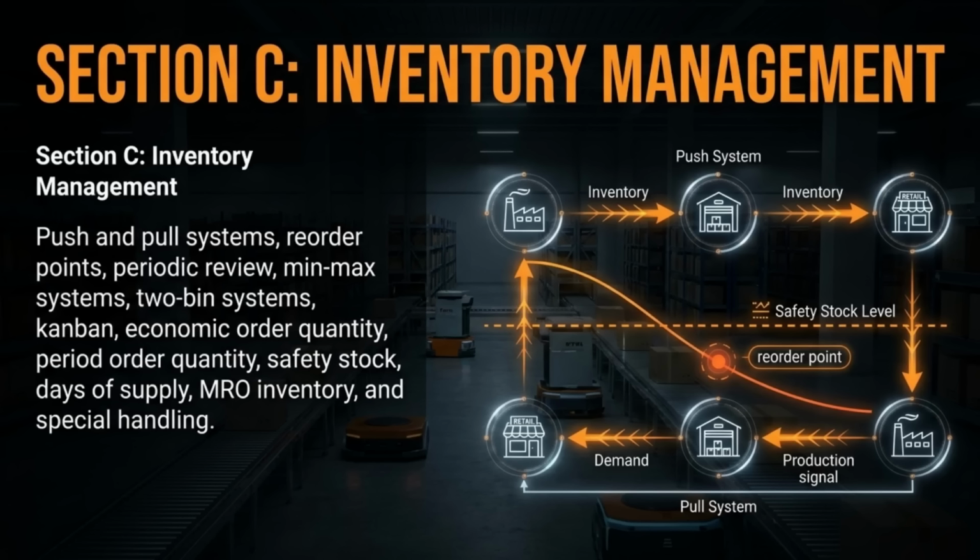Section C, Inventory Management. This section explains how inventory is replenished and how order quantities are determined. We will examine push and pull systems, reorder points, periodic review, min-max systems, Kanban, economic order quantity, period order quantity, safety stock, days of supply, MRO inventory, and special handling.